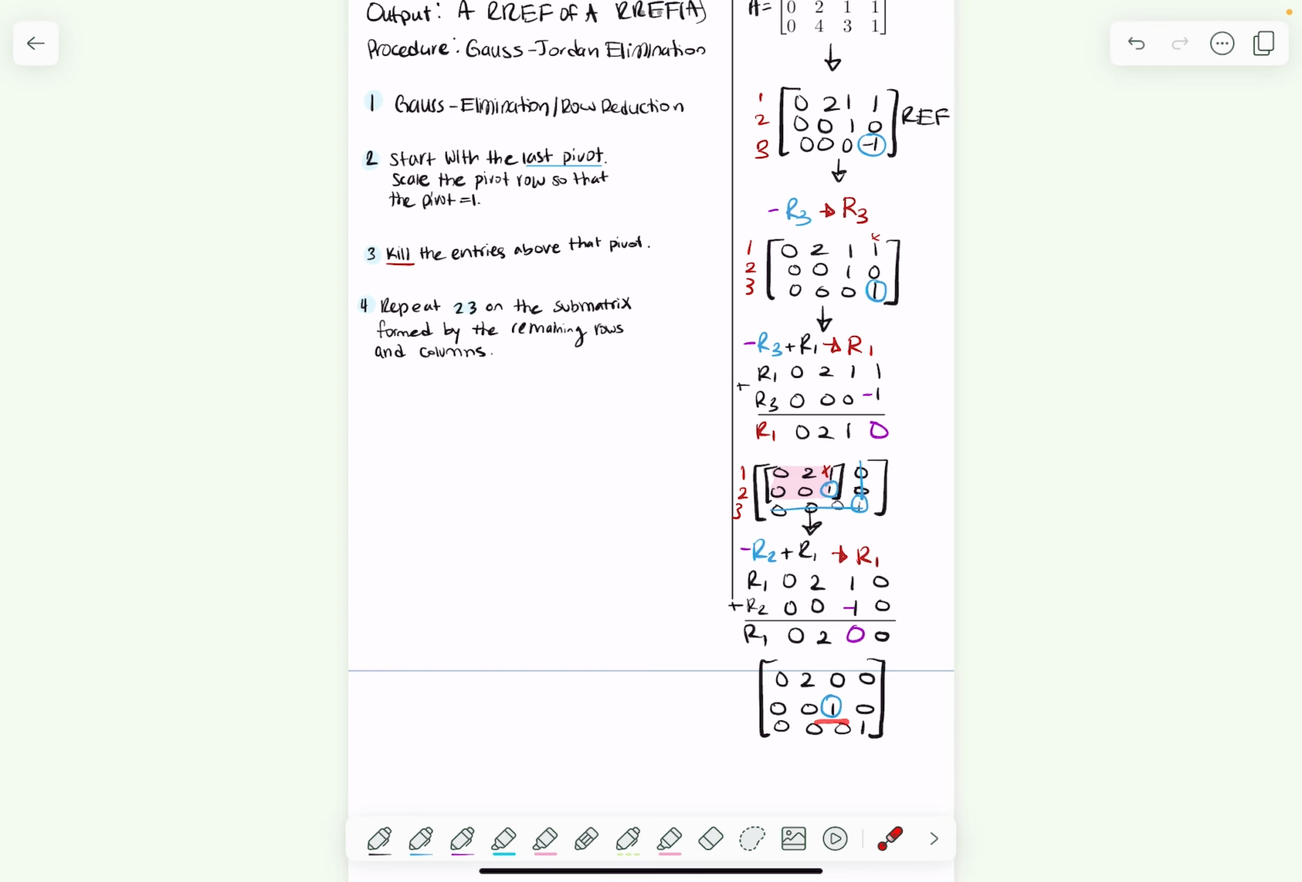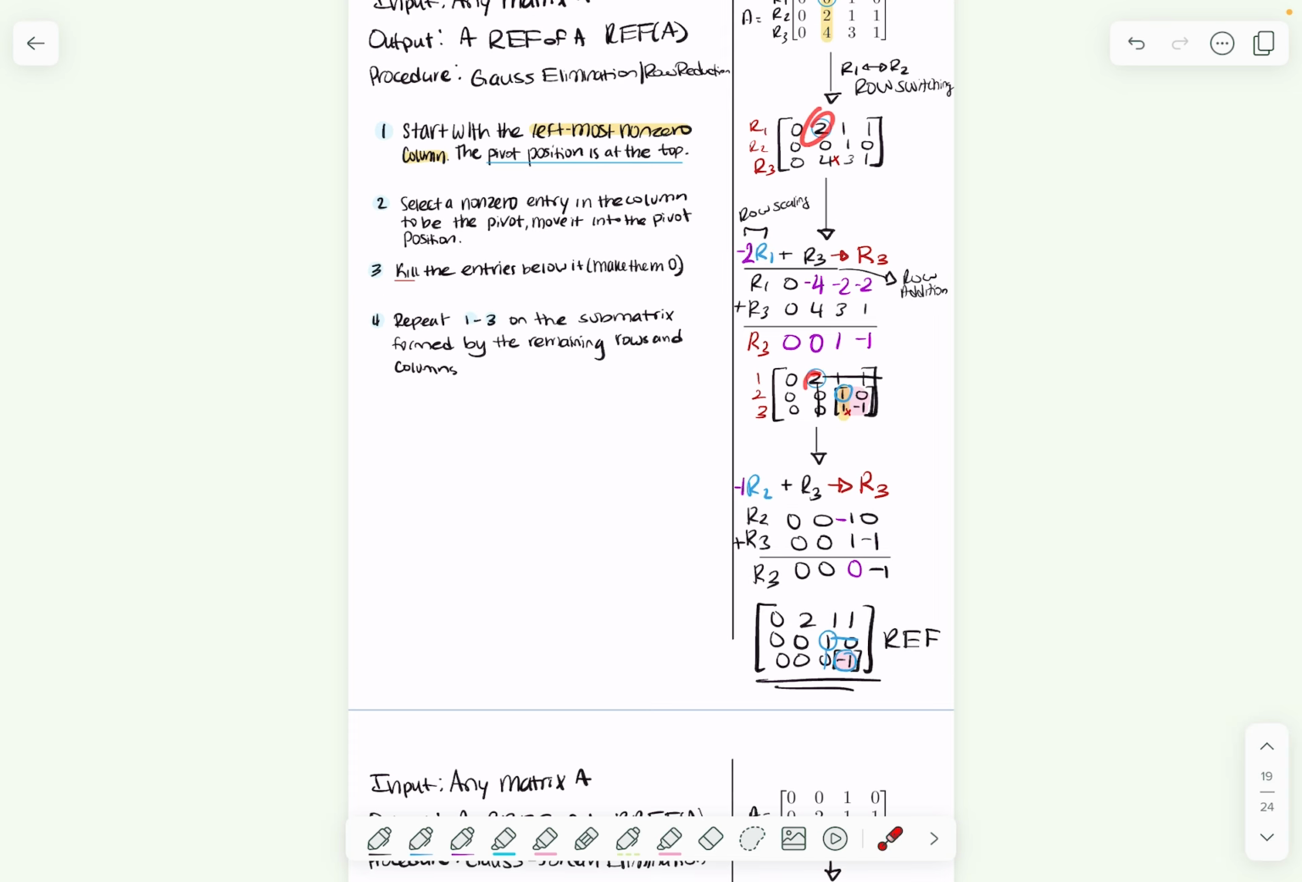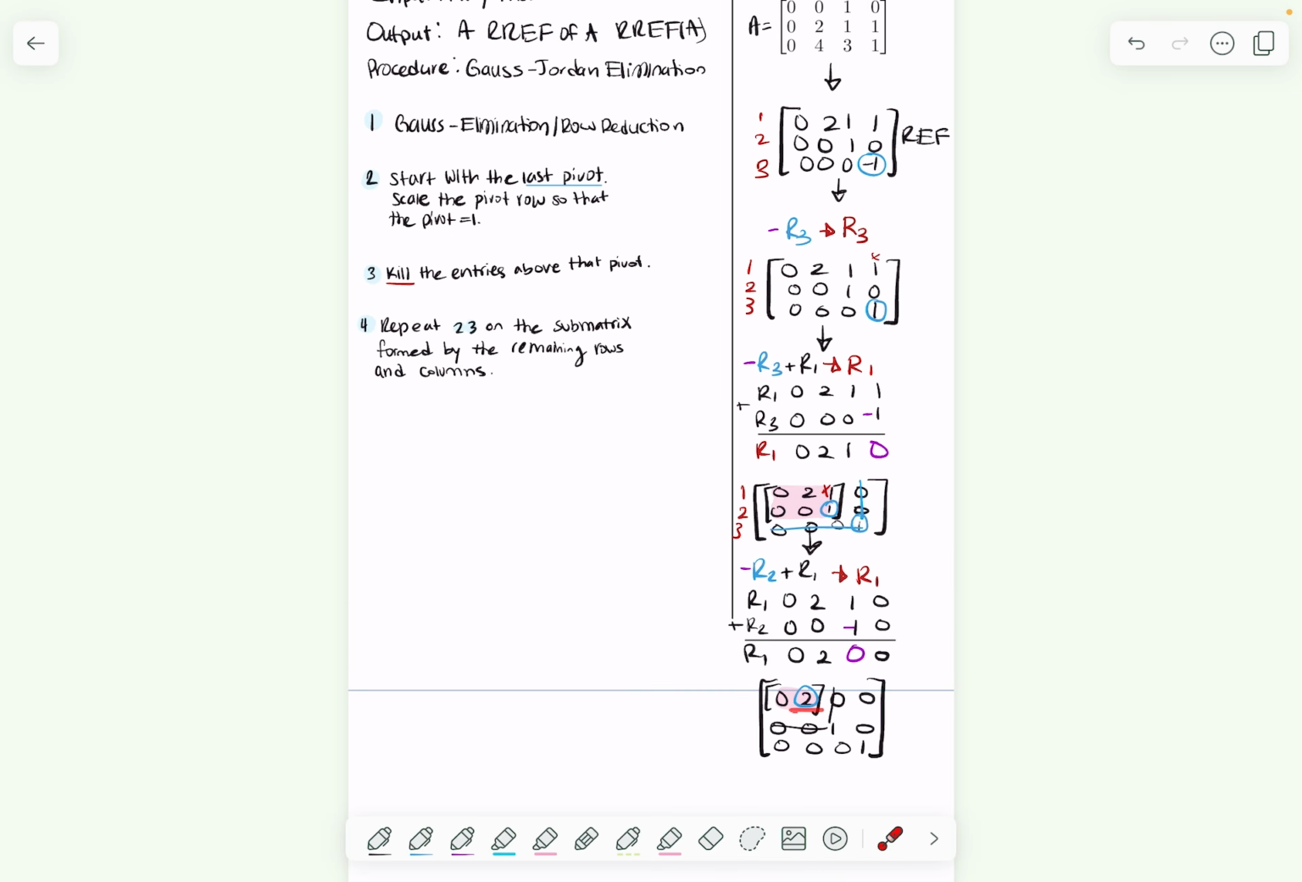This is the pivot position that we had. We killed all of the entries above that pivot position. So we're good. Now we move on to the submatrix formed by the remaining rows and columns. So what does that mean? Cross out the row and column that pivot position's in, and then whatever is left is your remaining matrix. Then you go to your previous pivot position, which if you go back, that was this 2 right here. Now we have to make this a 1.